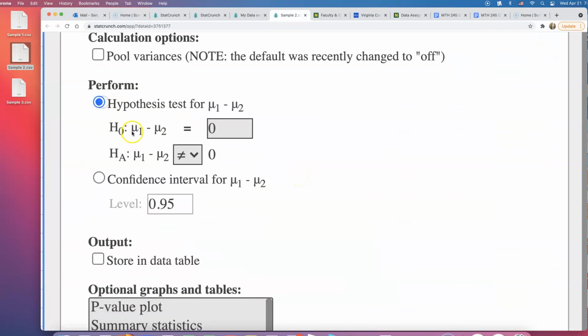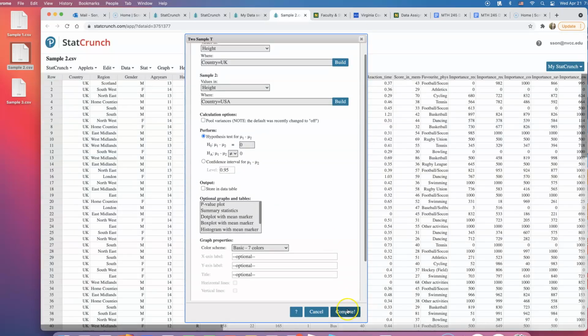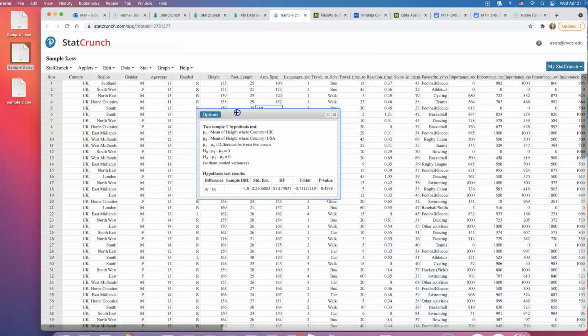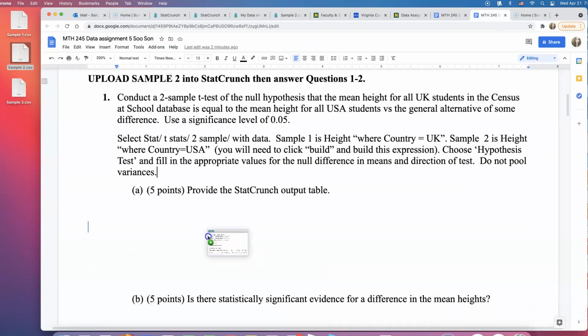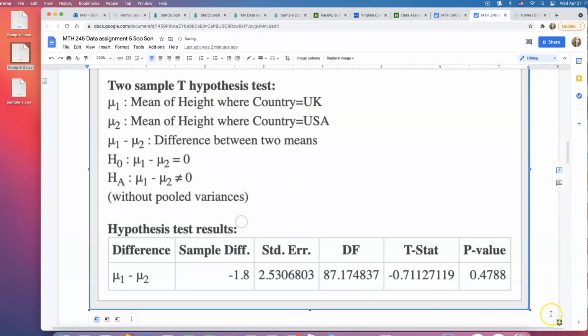Null is that they're equal. So if you do mu1 minus mu2, they equal 0. The alternative is that they're not equal to 0, so this is perfect. I didn't have to change anything on their hypothesis. So I'll go ahead and click on compute, and I'll get this table, and we will start talking about this table. I copy this, and as you know, your numbers and my numbers are definitely going to be different because we use different samples.